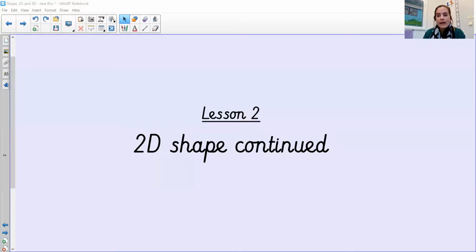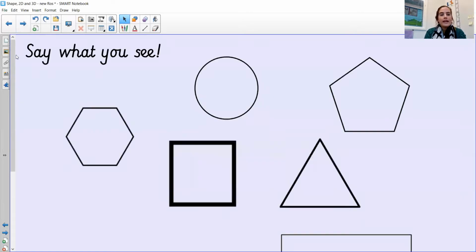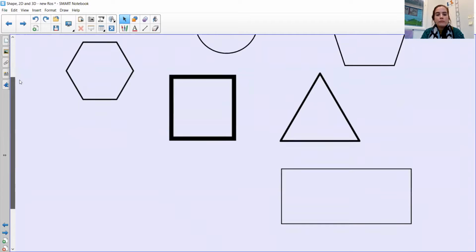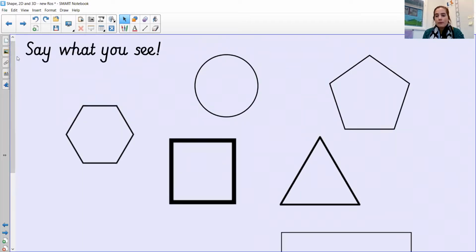Okay, so on to the next part of today's lesson. Let's share my screen. Lesson 2, 2D shape continued. Hopefully you can all see that. Okay, say what you see. We like to do this in maths. We like to do lots of discussion. So I haven't put the names up against them.